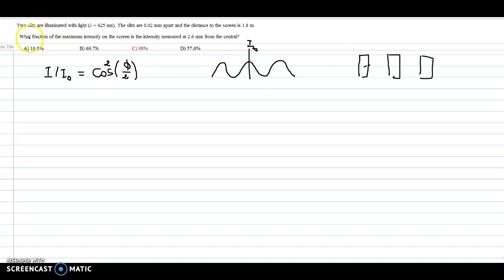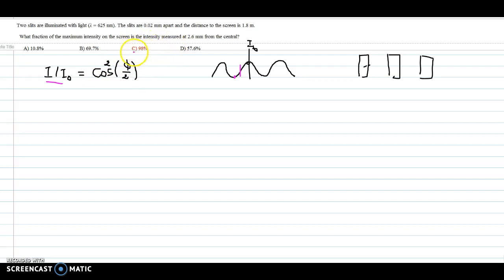So we are asking this question: what fraction of the maximum intensity on the screen is the intensity measured at 2.6 millimeters from the center? If this is the center here, it could be anywhere. Let's say here, for example, or maybe here. We don't know. So the intensity will change from this I0 to 0, and in between a given percentage of I0, the max value. So what's that ratio? Basically I over I0. So if I know this quantity phi over 2, then I find the ratio.